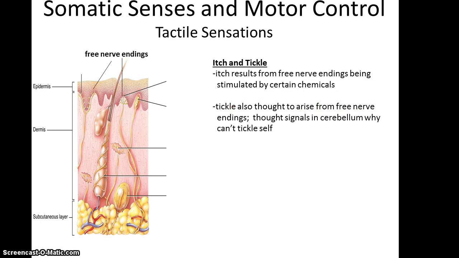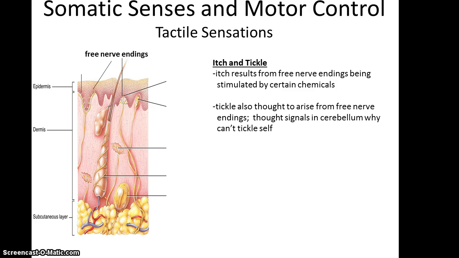Two other types of tactile sensations are itch and tickle. Itch and tickle are both thought to be detected by free nerve endings of specific sensory neurons. Itch is usually stimulated by certain chemicals, so if your skin gets slightly damaged or if a certain chemical ends up on your skin, then it'll stimulate these free nerve endings, causing the itch sensation.